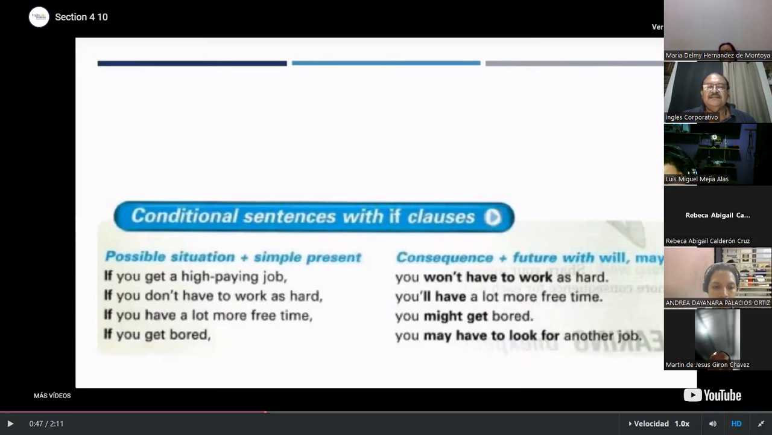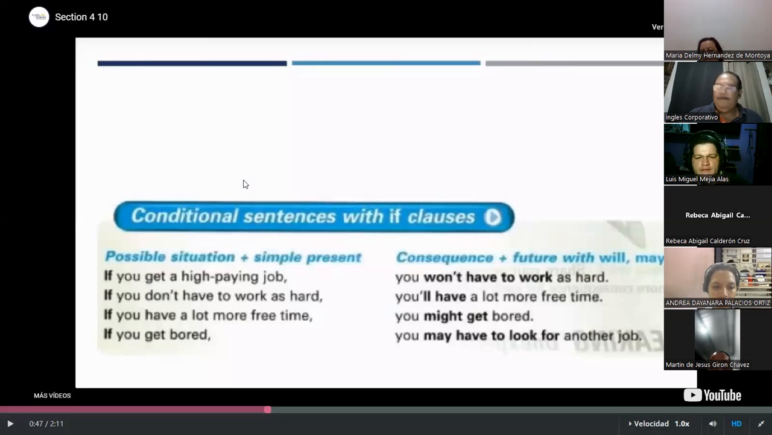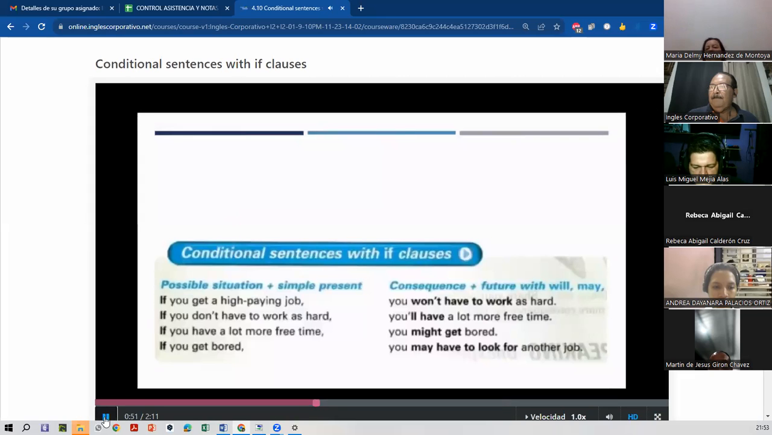If you eat healthy food, you will have more health. Okay, if you eat healthy food, Anna, then you will be healthy. Good. You will be more healthy. So this one, health is the noun, and healthy is the adjective. Okay, good. If you get bored, you may have to look for another job.